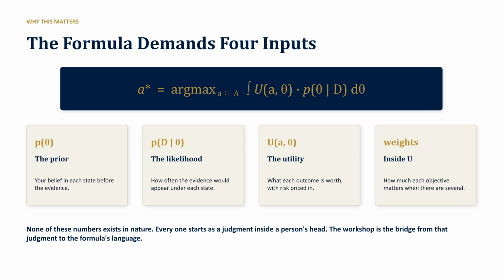The formula requires 4 distinct inputs: the prior, the likelihood, the utility, and the weights. Crucially, none of these numbers exists in nature as a physical quantity. They are judgments, coherent, disciplined beliefs or preferences held inside a person's head. This workshop bridges that gap between your judgment and the formula's requirements.